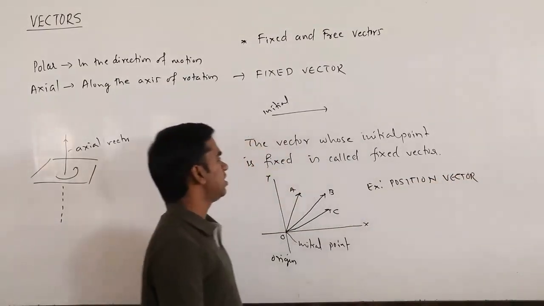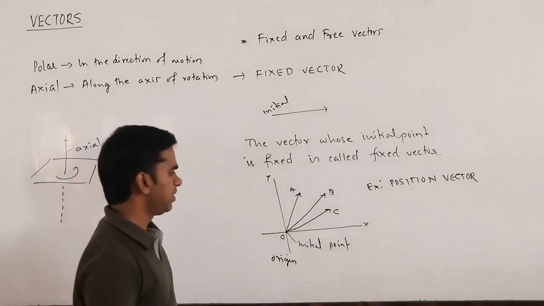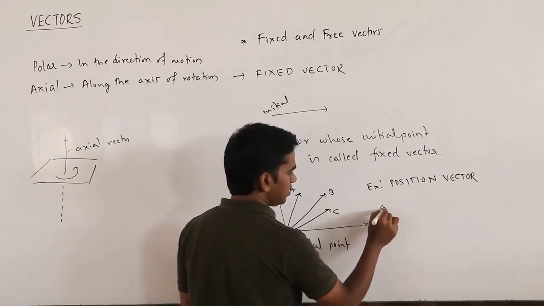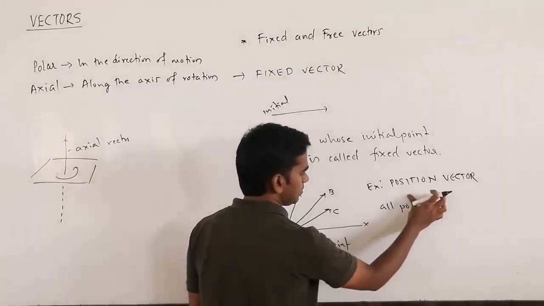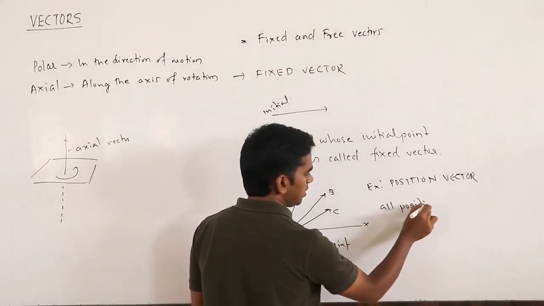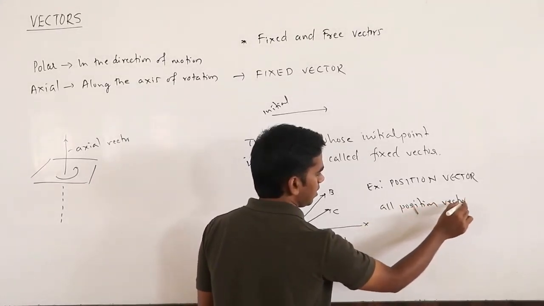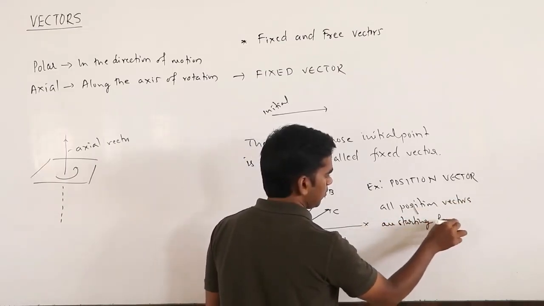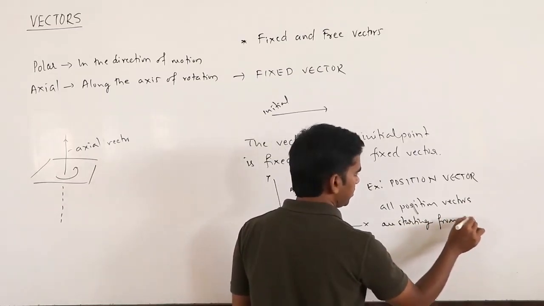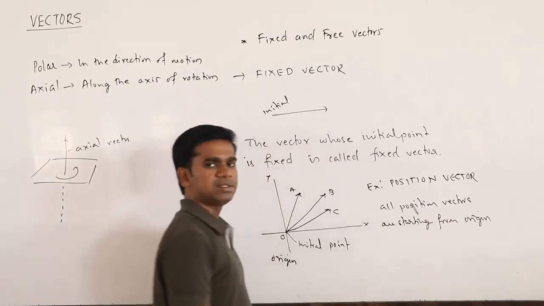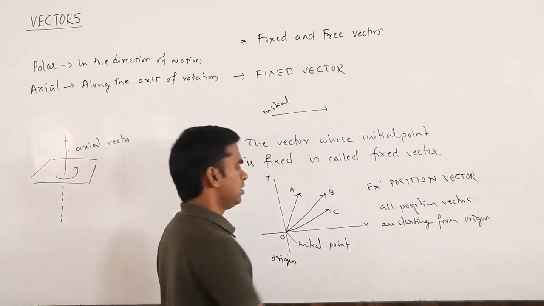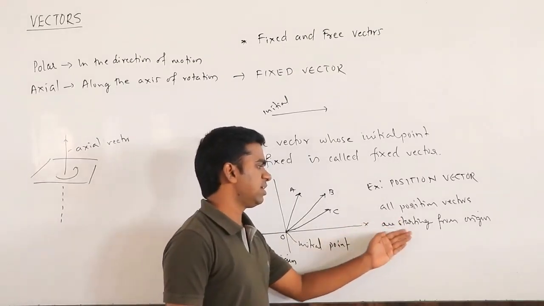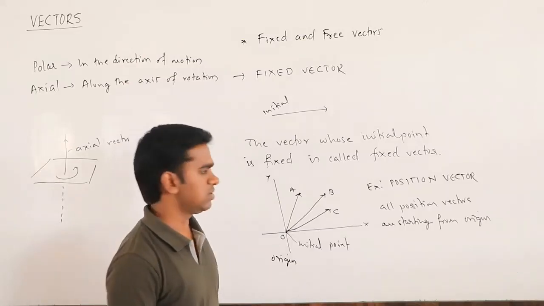The position vector is the best example for the fixed vector. All position vectors are starting from the origin, so it will not change. If they ask for the reason, you write that its starting point is not changing. It always starts from the origin.